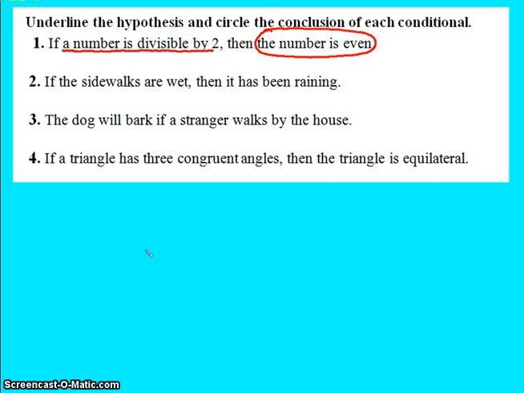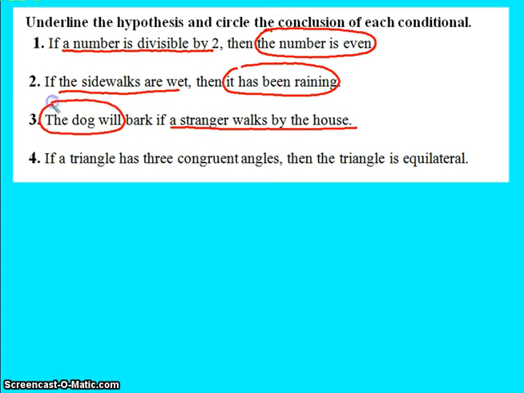Now hit pause and you try 2, 3, and 4. For number 2, the hypothesis is the sidewalks are wet. The conclusion is it has been raining. For number 3, it's a little bit in a different order. The dog will bark if a stranger walks by the house. The hypothesis is actually a stranger walks by the house and the dog will bark is the conclusion. In number 4, the hypothesis is a triangle has 3 congruent angles. The conclusion is the triangle is equilateral.